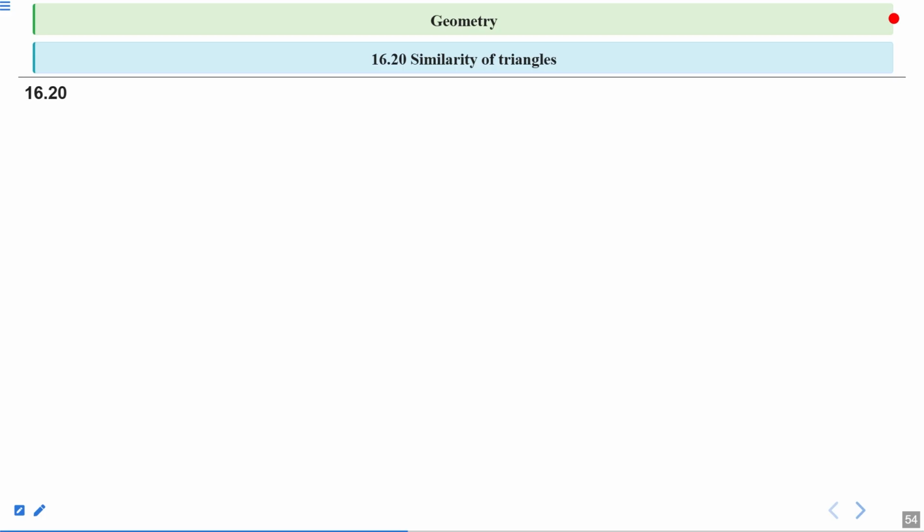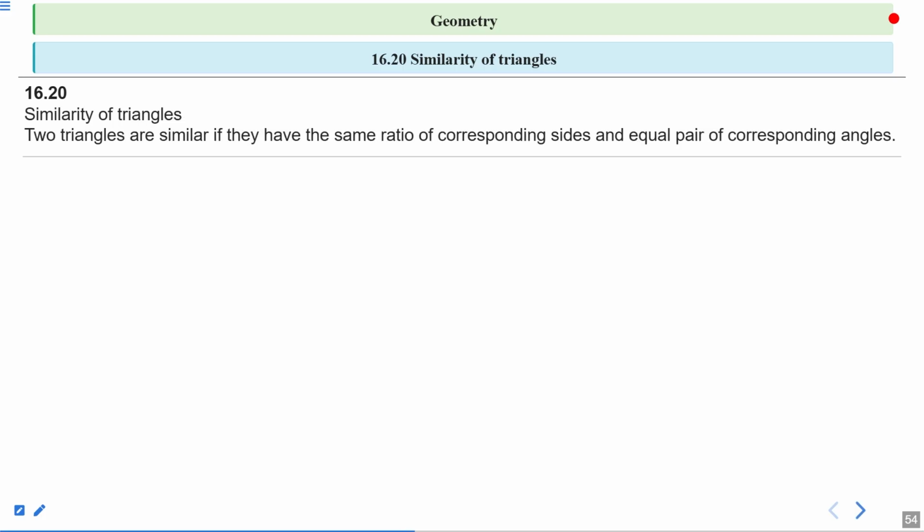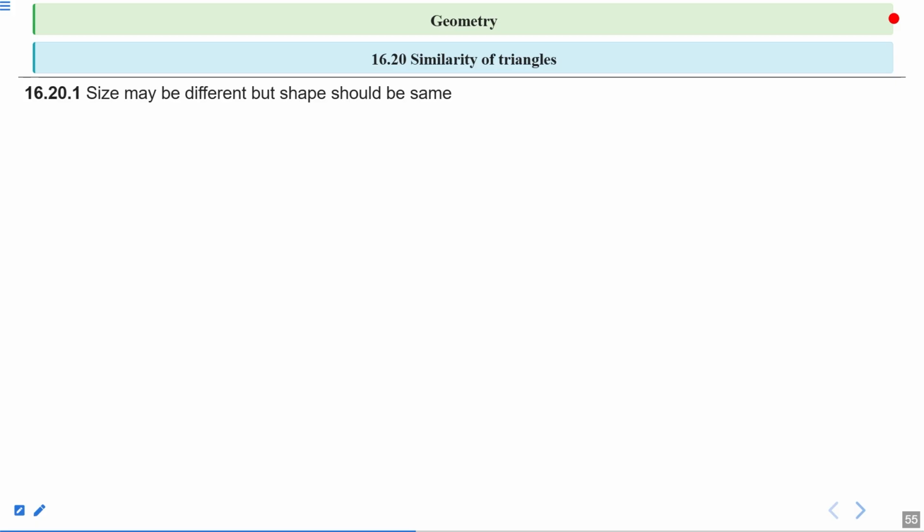Next one. Similarity of triangles. So two triangles are similar if they have the same ratio of corresponding sides or equal pairs of corresponding angles. So size may be different but shape should be the same in similarity. We know that. So this is the diagram of similar triangles. It could be possible that the length of the larger triangle is 4 units and the smaller triangle is 2 units, but they look the same. So we can say that they are similar.